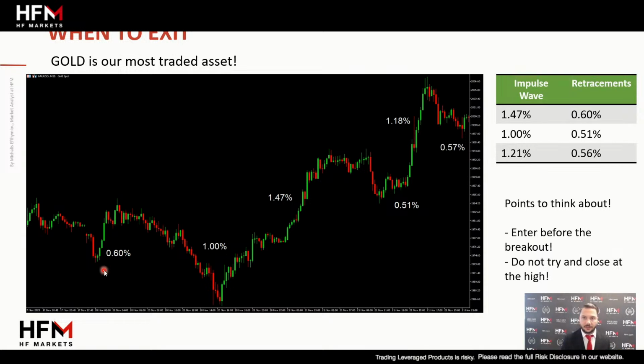So what different things can we speak about? Here we're looking specifically at when to be exiting the market. This is actually the chart of gold. Gold is actually our most traded asset on our platform. So if we look at all the instruments which individuals can trade, and there's a lot of instruments, gold is the most traded. Now, this is something which is very important.